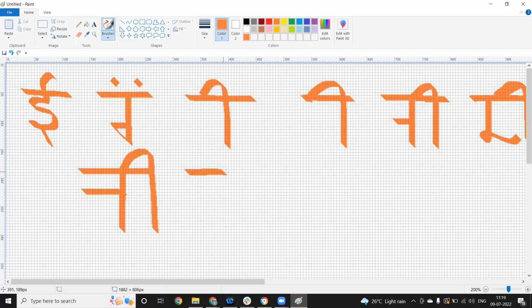If you are writing the, it would be here the e. So matras won't be written separately, but the individual letters would be written separately.